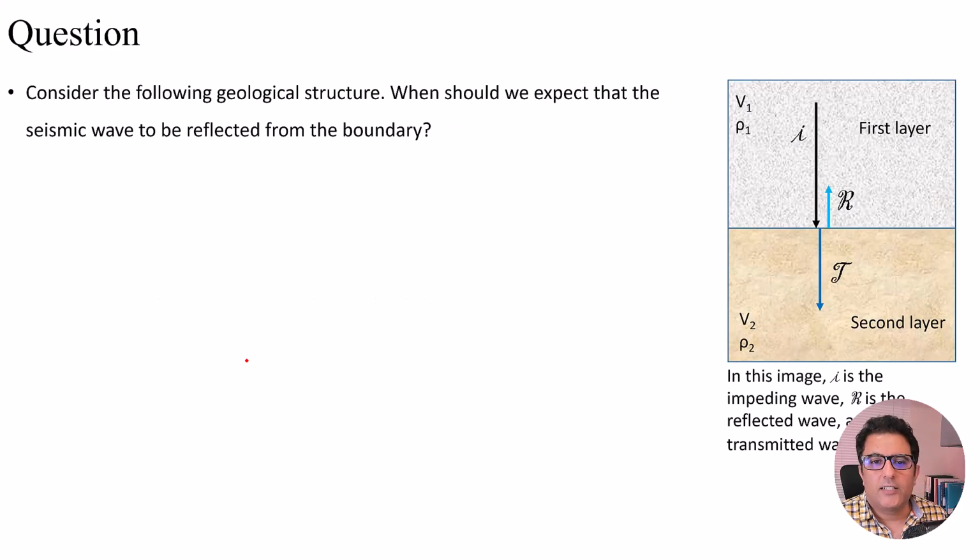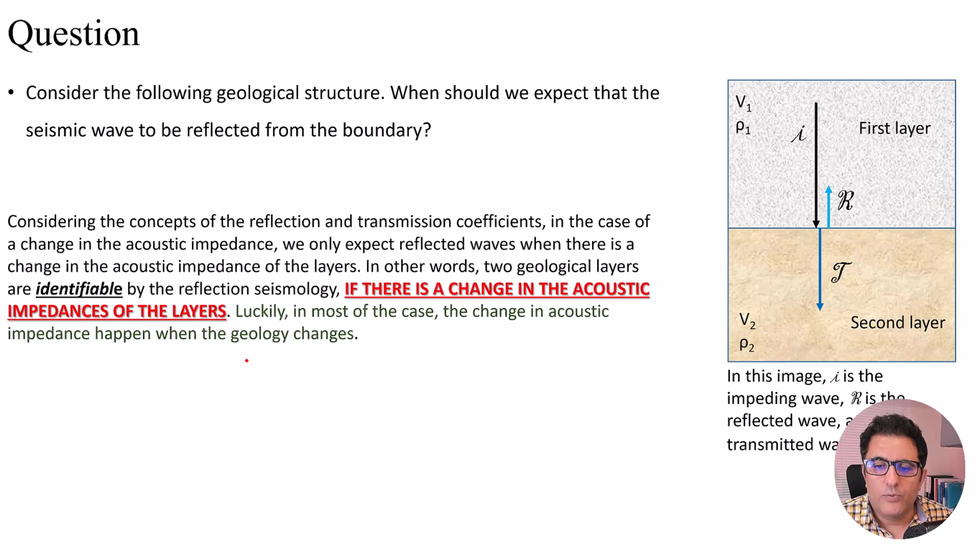Consider this geological model. When should we expect to have reflected seismic data at the boundary between two layers? Yes, we should have some reflected waves if there is a contrast in the acoustic impedances of the two layers. So if the two layers have the same acoustic impedance, then we're not going to have any reflection.